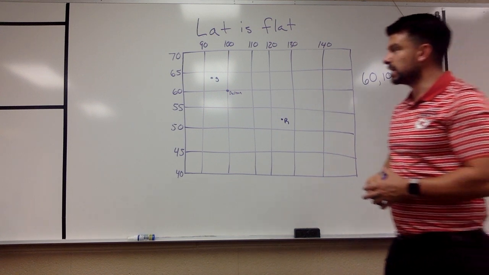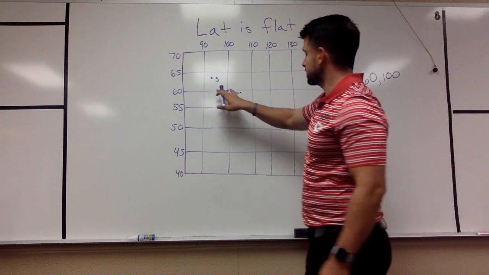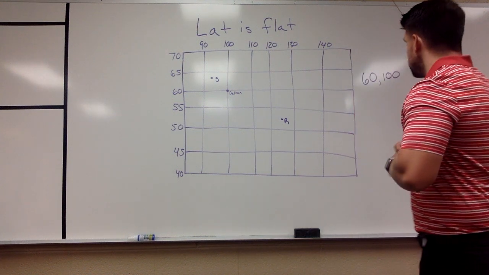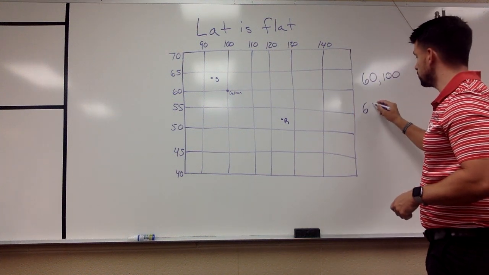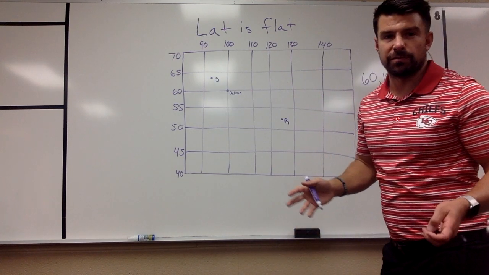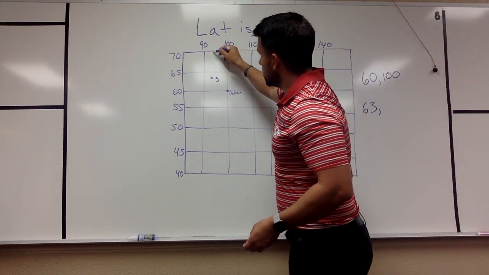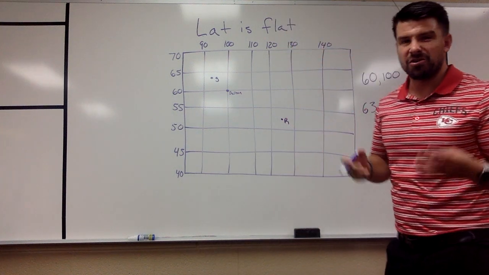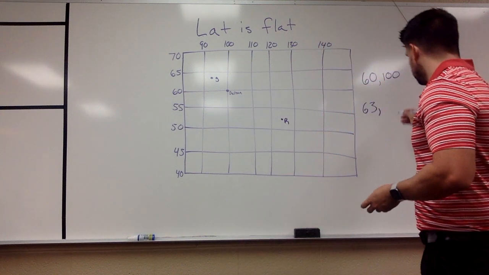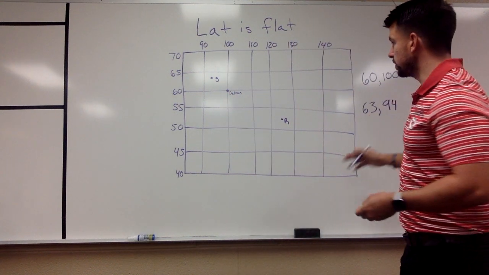I've given us another one. I just wrote G up here. For G, it's almost halfway between 60 and 65, so we'll go ahead and do 63. It's not exact, but it's roughly at 63. We then need to find the longitude line. It's about right here, almost 95. It's a little short of 95, so we'll say 94. So there's our G line, our coordinates for G.